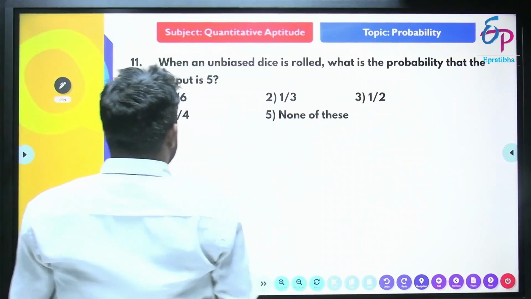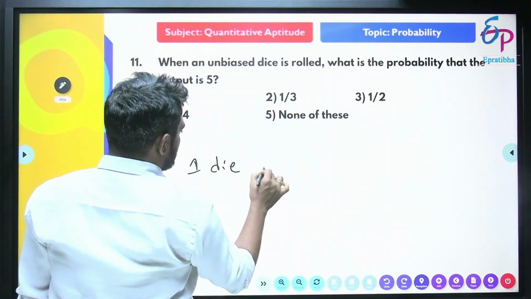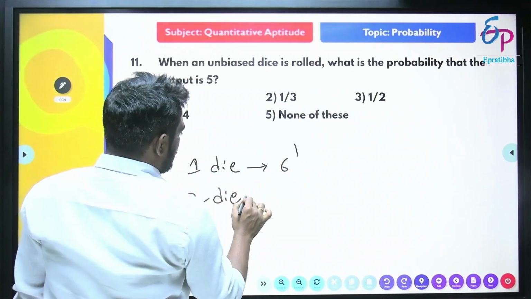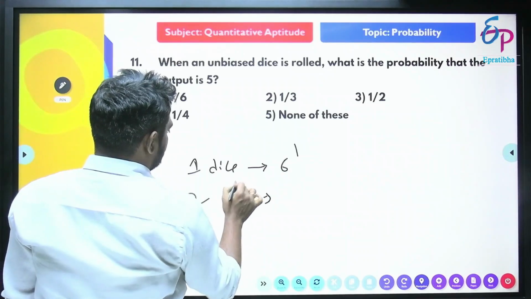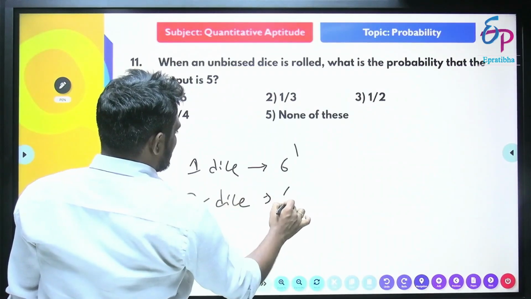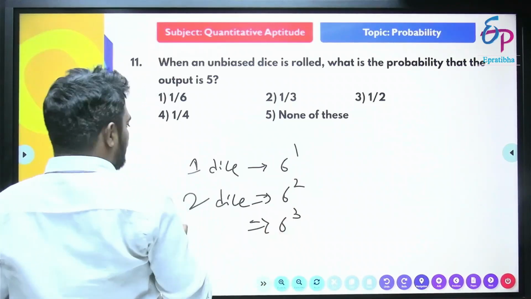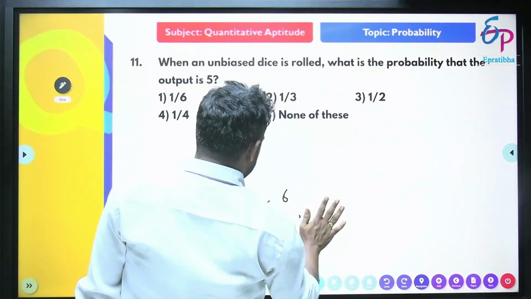So one die is rolled, total number of outcomes is 6 to the power of 1. Two dice are rolled, total number of outcomes is 6 square. Three means 6 cube. This way we have to solve for the total number of outcomes.